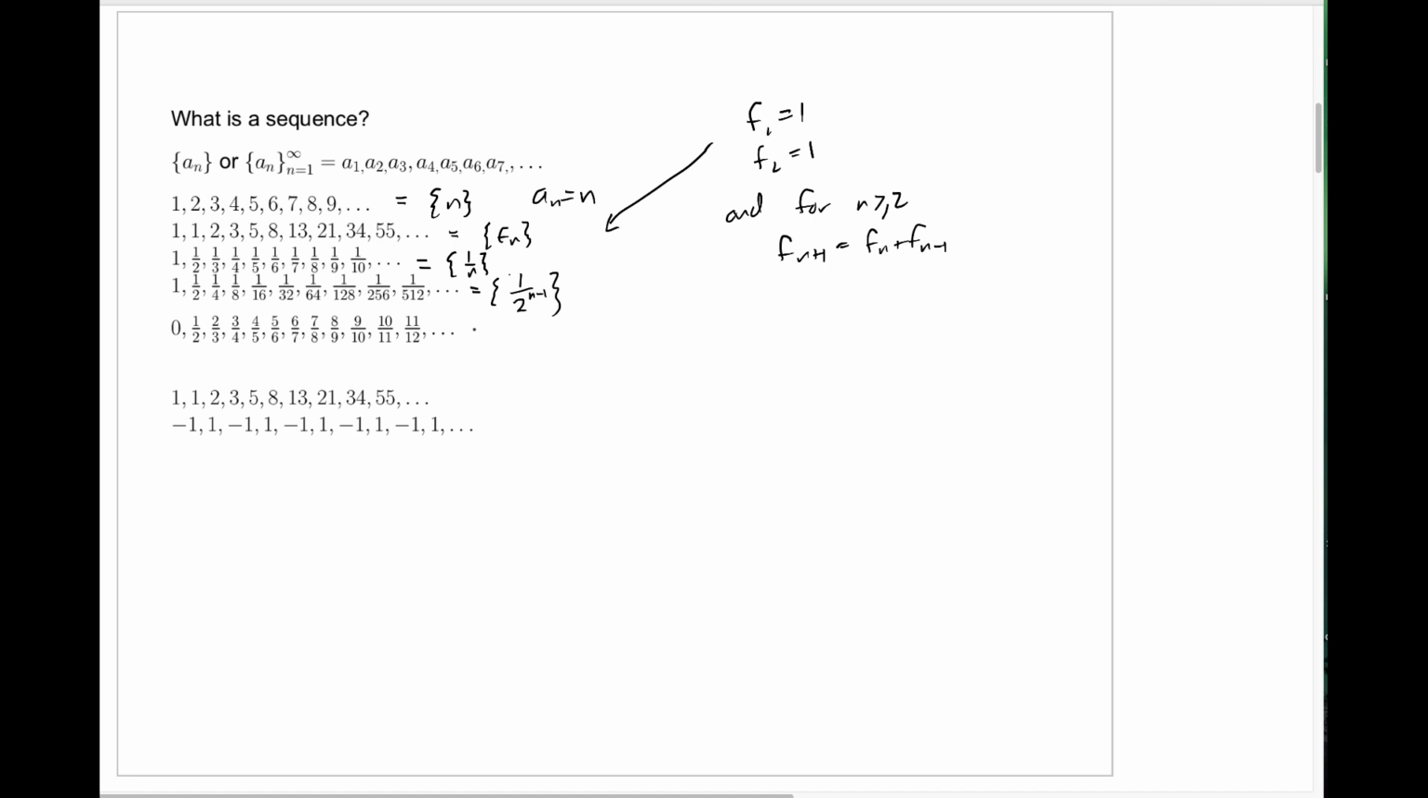In this sequence, again, you might be able to guess the pattern. The first term is 0, the second term is 1/2, the third term is 2/3, etc. I'll give you a few seconds, try to guess a formula for the nth term of this sequence.